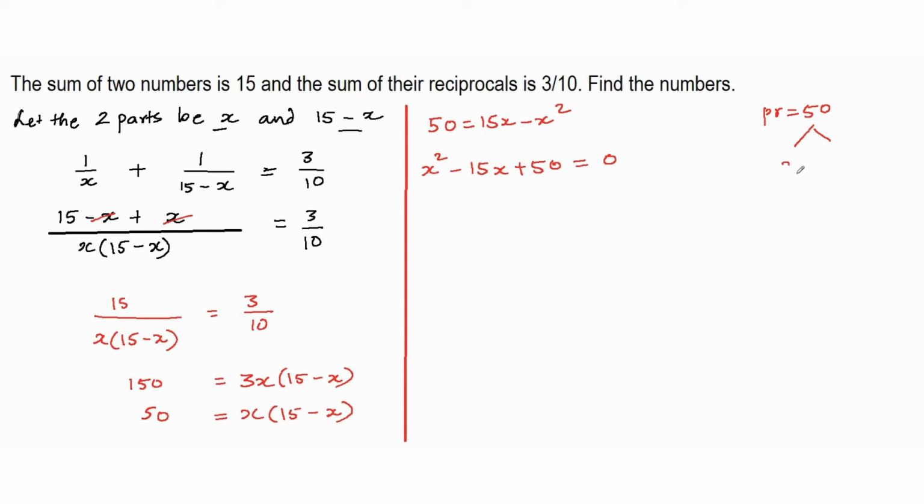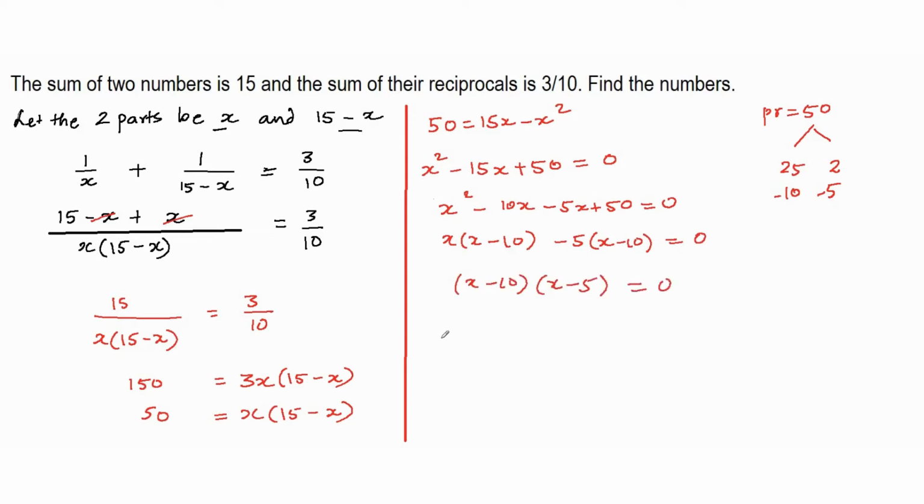So 50 can be split as 25 twos are, or it can also be split as 10 fives are. I think 10 fives are is the right combination. So negative 10 and negative 5 is the right combination. So I can say x square minus 10x minus 5x plus 50 is equal to 0, which means that from the first two terms x is common. So you get x into x minus 10 minus 5 into x minus 10 is equal to 0. Therefore, x minus 10 into x minus 5 is equal to 0. So therefore, x is either 10 or x is 5.